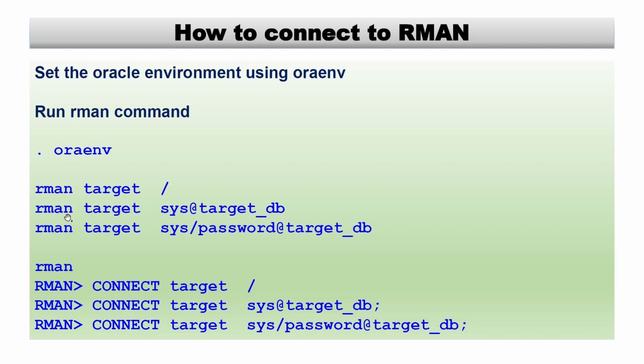Other option is, if you have a remote database, you can say RMAN target sys at target db, which will prompt you for the password, or you can give the password in the same line, RMAN target sys/password at target db, and the same things you can do using the RMAN prompt.